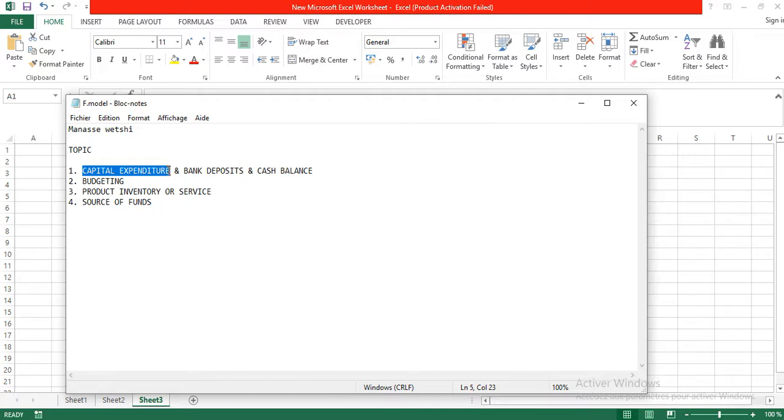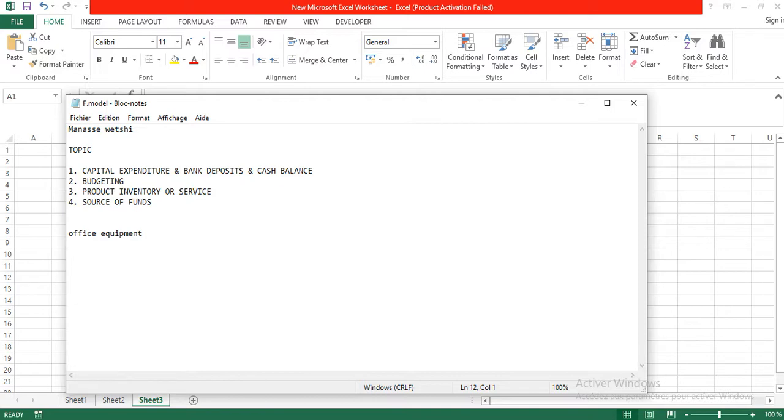Basically, it's about what assets you are going to buy. Then you have a bank deposit. I have put that together because all these three things usually come together. You buy, what is it that you buy? For instance, I'm just going to keep it very short. I am buying office equipment.